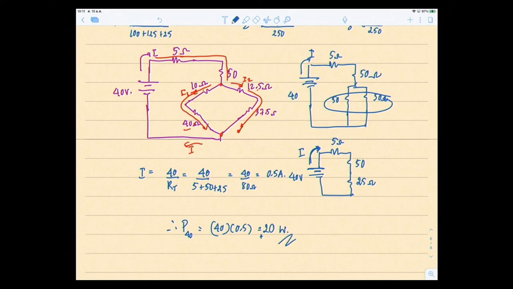So this is an example of how you apply Y-delta connections. Okay, so I'm going to show you another example.